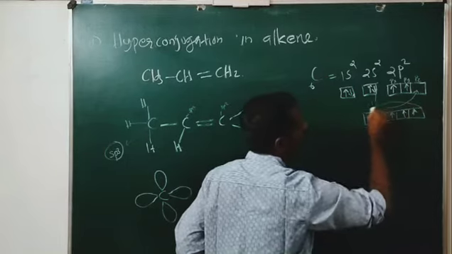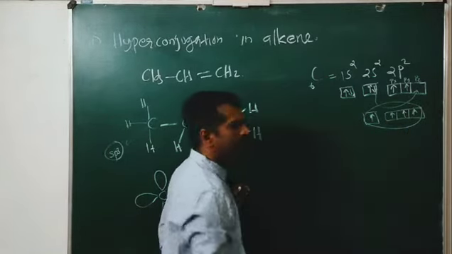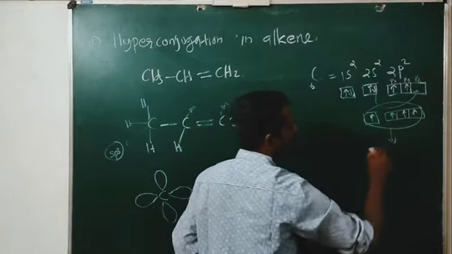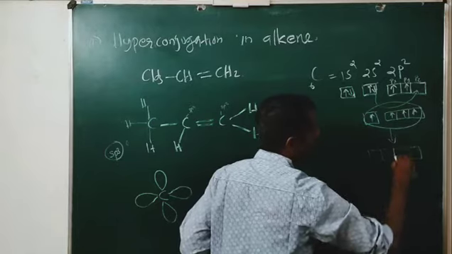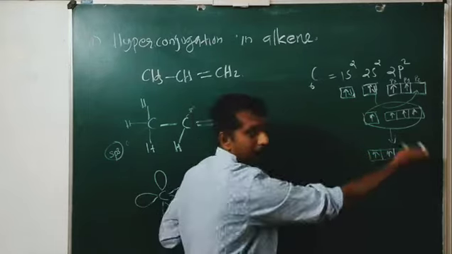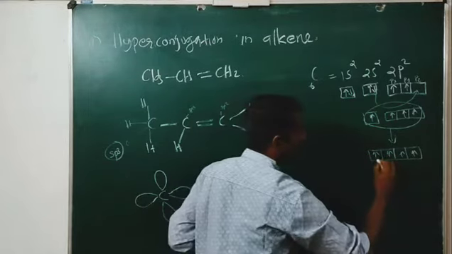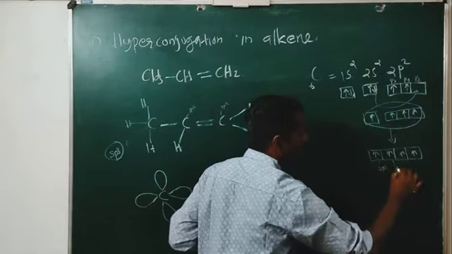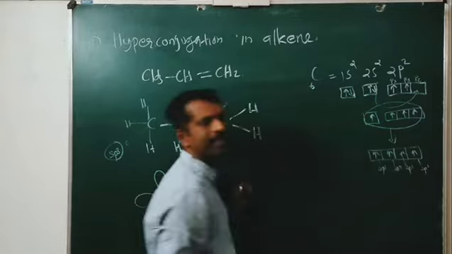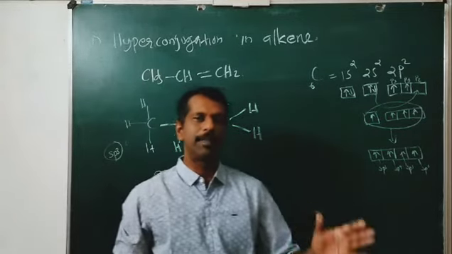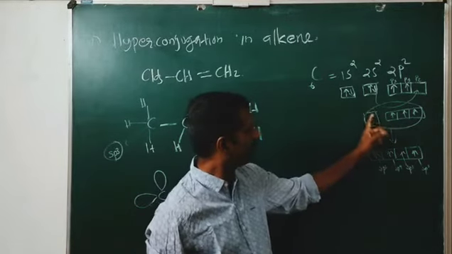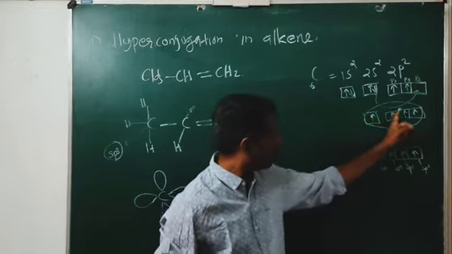Now we get hybridized orbitals. One s and three p orbitals mix together, so we get 4 hybridized orbitals, and each hybridized orbital is known as sp3. This is sp3, this is sp3, this is also sp3. Why is it called the sp3 hybridized orbital? We get 4 hybridized orbitals by the mixing of one s orbital and three p orbitals.